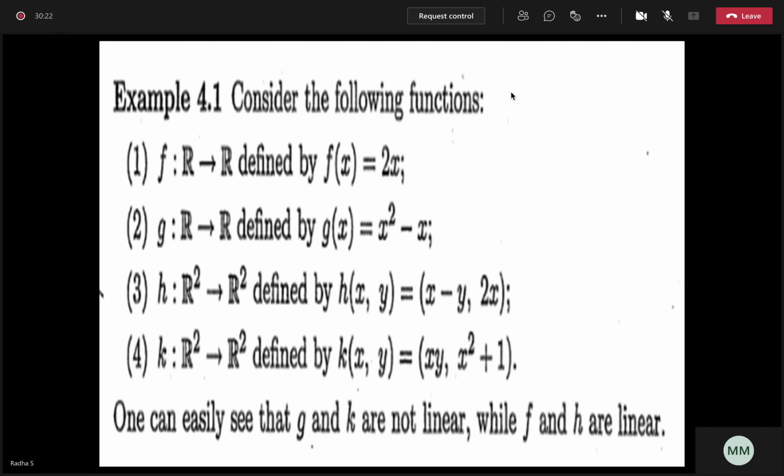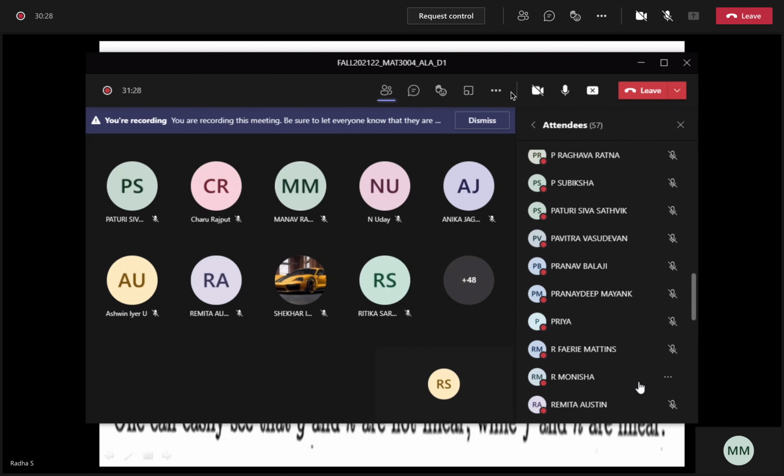So among this, can you please say which are all linear transformations? Tell me the first one. Again, I'll call randomly somebody. I've ticked something, right?